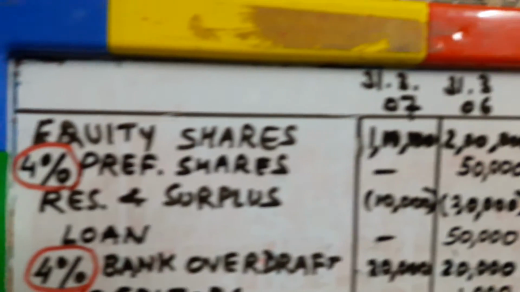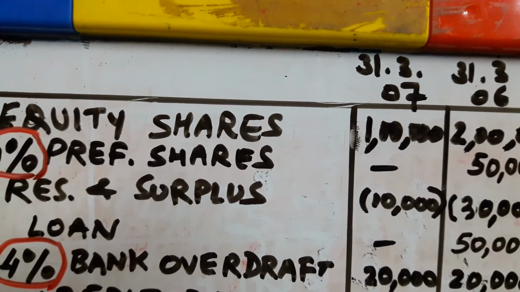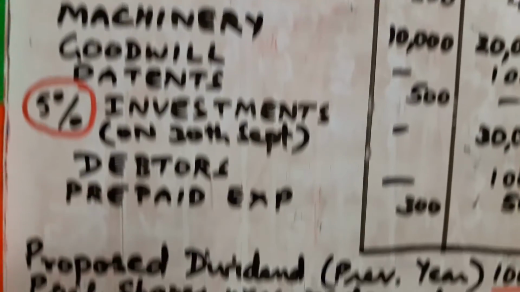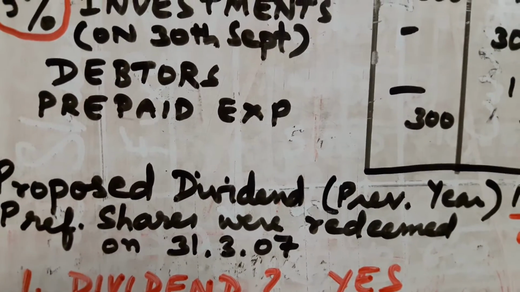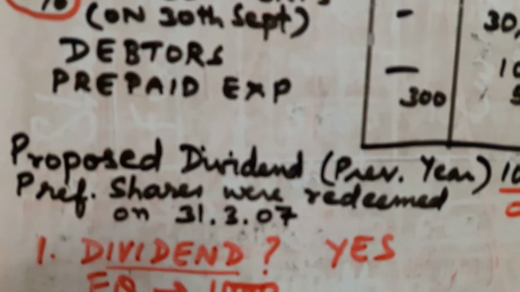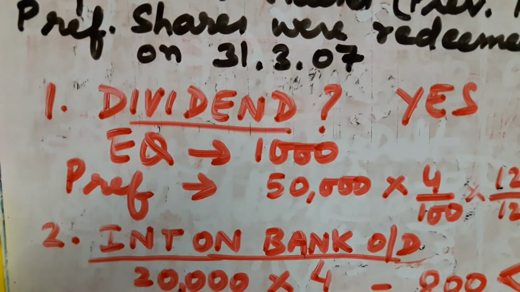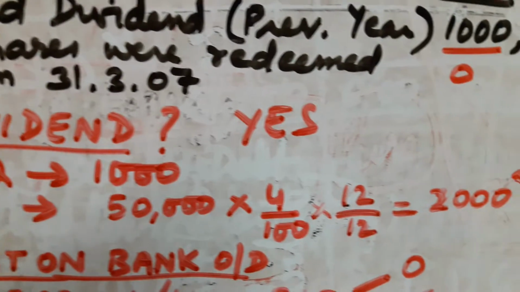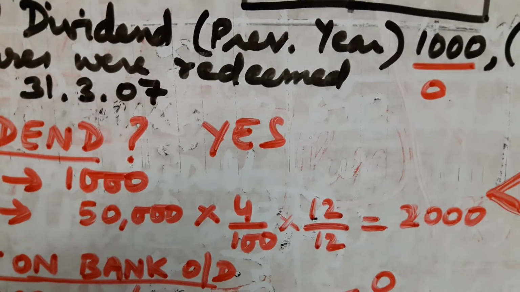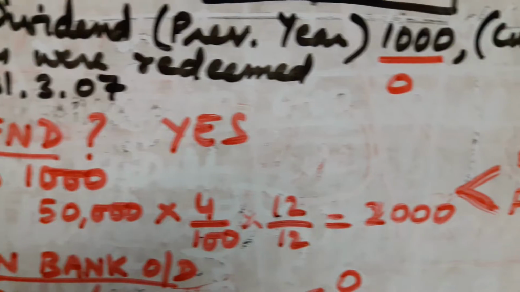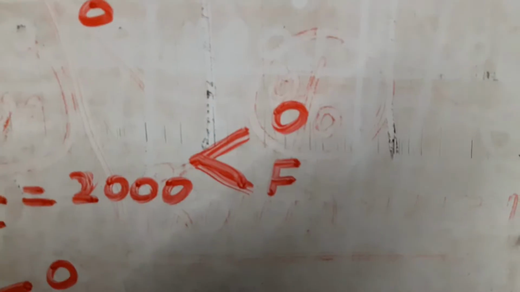Let us see preference share. How much is the value? 50,000 it was, and then it became 0. Additional information: preference shares were redeemed on 31/3/2007. That means they were there with us for the whole year. So preference dividend will be calculated: 50,000 into 4/100 into 12/12, which is not required. It is full. Only to explain, I have written 12/12, that is full dividend. Amount comes 2000.